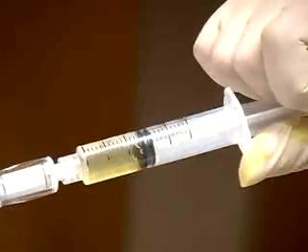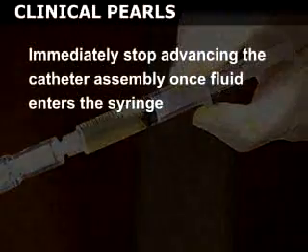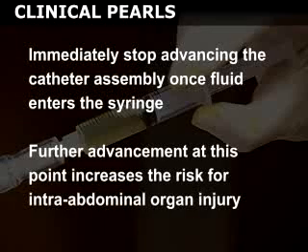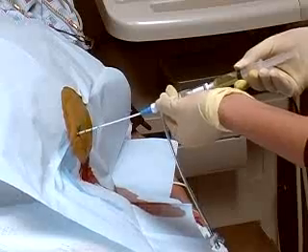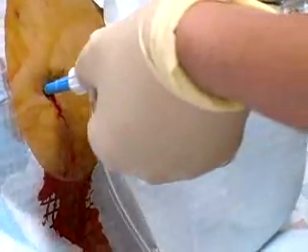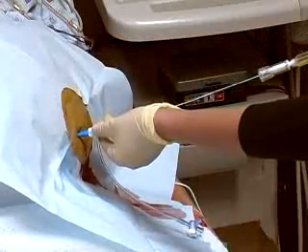Entry into the peritoneal cavity will be heralded by aspiration of acidic fluid. Immediately stop advancing the catheter assembly once fluid enters the syringe. Further advancement of the needle at this point increases the risk for intra-abdominal organ injury. While keeping the needle stationary, gently advance the catheter over the needle and into the abdomen. Then, remove the needle from the catheter.